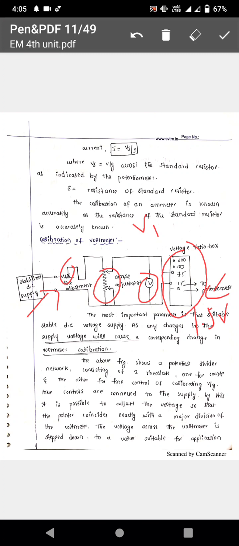DC type potentiometers are used not only to measure unknown voltage and resistance, but also for ammeter calibration, voltmeter calibration and unknown voltage measurement.